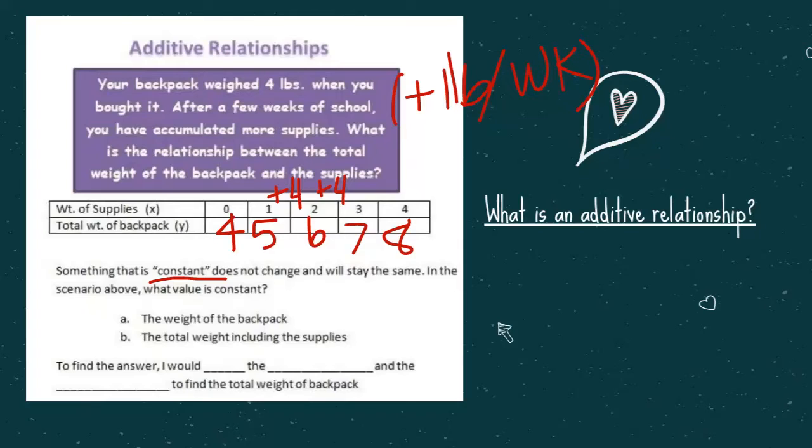We used this word when we were solving equations. So in the scenario above, what value was the constant? The weight of the backpack or the total weight of the supplies? In this case, it's going to be our total weight of the backpack. So then to find the answer, I would add the weight of supplies.